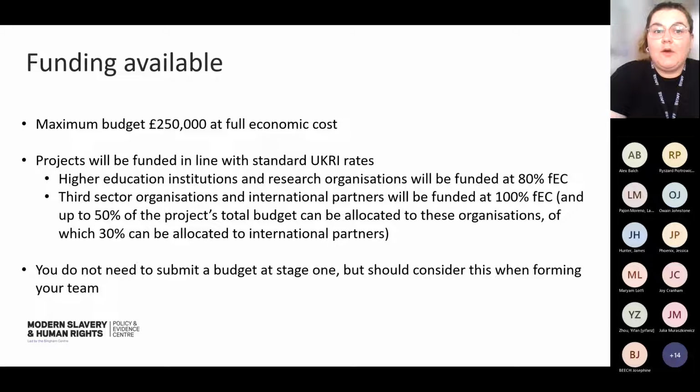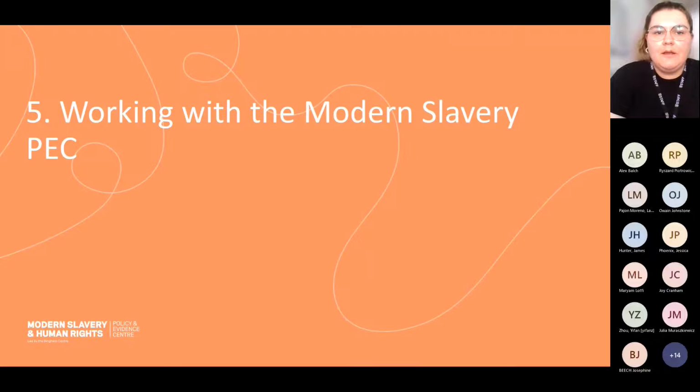Up to 50% of the full cost of a project can be allocated to third sector organisations and international partners. International partners are capped at receiving 30% of the funding. When you move from stage 1 to 2, we'll send out a lot more detail about the funding breakdowns and some examples of different budgets and how they'll work, because the budget isn't required at the expression of interest stage, but it's just important to keep these things in consideration when you're looking to form your teams.